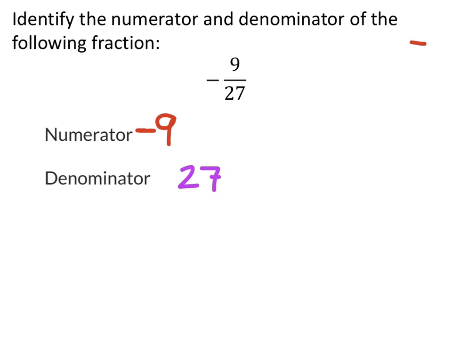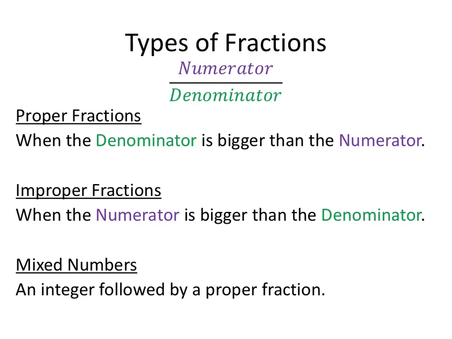Okay. So we got types of fractions. You got proper fractions. That's just where the denominator is bigger than the numerator. So that last problem that we just did. So negative 9 over 27. The 9 is the numerator. The 27 was the denominator. And 9, of course, is smaller than 27. Or you could say that the 27, the denominator, is bigger than the numerator.